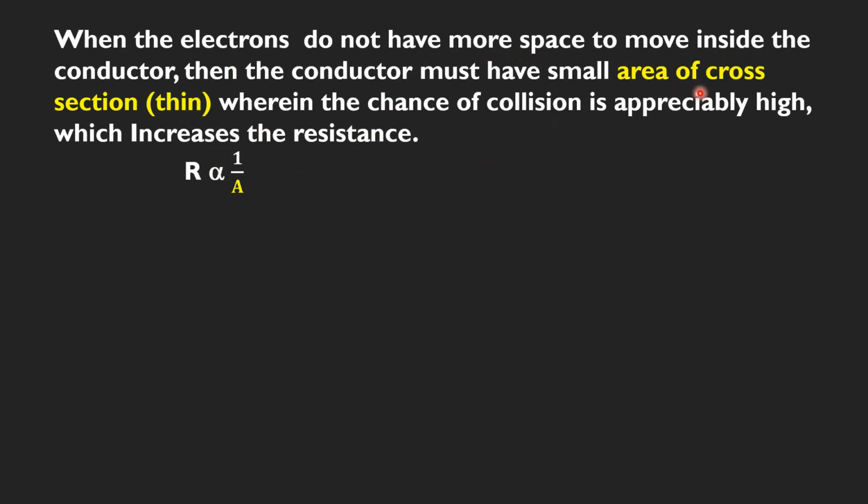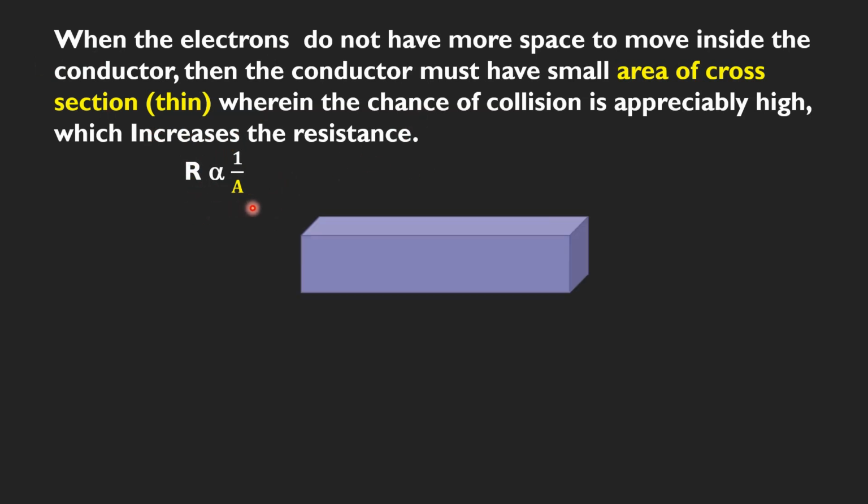So if the area of cross section of the conductor is very small, the resistance will be high. Therefore they are inversely proportional to each other. So this is the second thing which is connected with the resistance. The first thing we have connected is the temperature, R is proportional to T, and here R is inversely proportional to A. A represents the area of cross section.